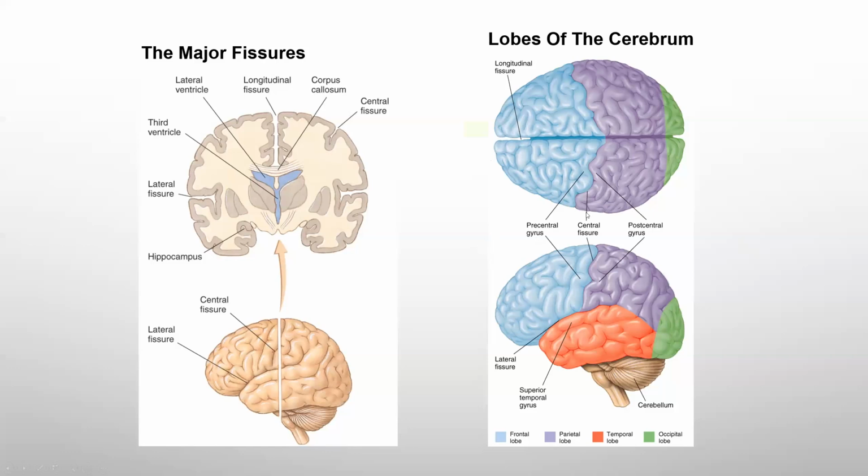Okay, on the left-hand side, we have, again, now remember here, what you're doing is you're looking at a coronal slice, right? So at the top. And so in here, you're looking at the corpus callosum, which is connecting the left and right hemispheres. You see again the central fissure, the longitudinal fissure. You see the lateral ventricles, the third ventricle. You see the lateral fissure. Okay, so all of those major parts of the brain are shown to you from a dorsal view on the right-hand side, a coronal view on the left-hand side.